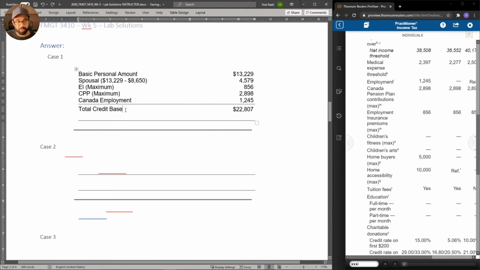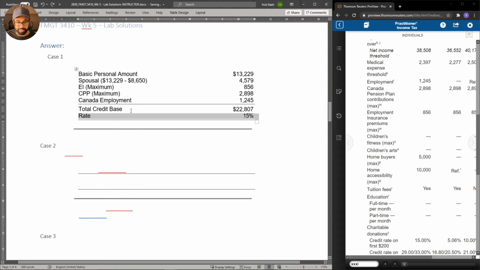And we come up with a total tax credit base. Multiply that by the appropriate percentage, and we end up with our final tax credits, in this case $3,421.